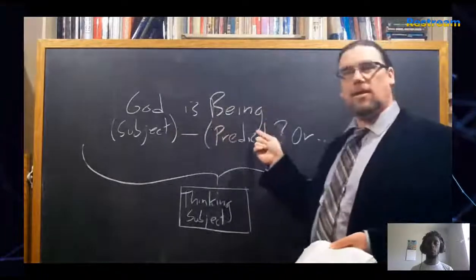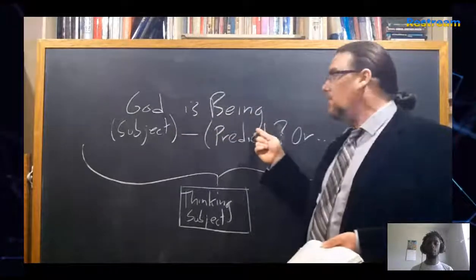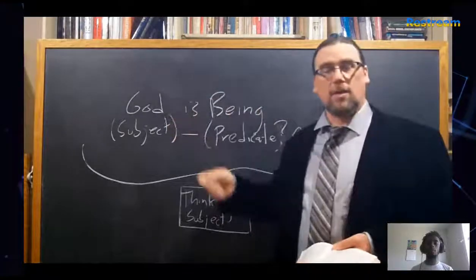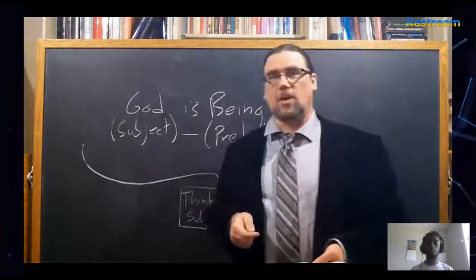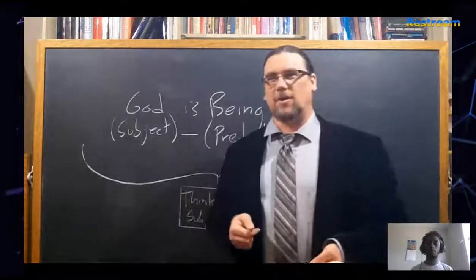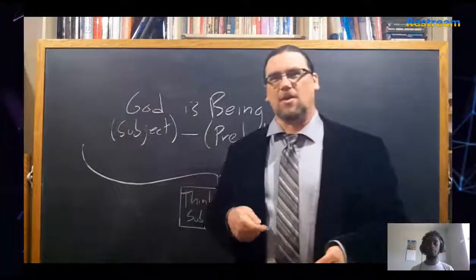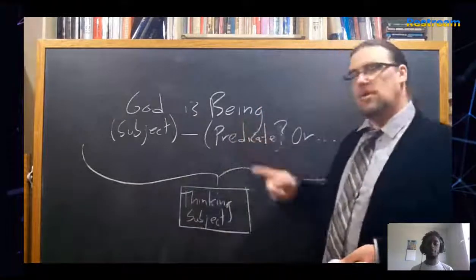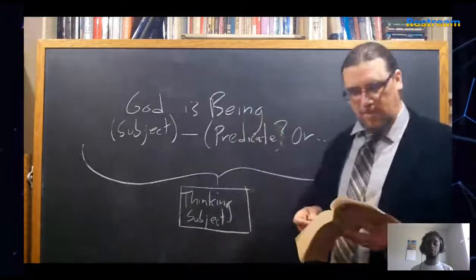We're predicating something about God. And what are we doing? We're saying God is being. We could also say God is merciful, or God is loving, or God is angry today, or God is 23 and a half centimeters tall. We could come up with all sorts of predicates, but we're picking is being at this time.